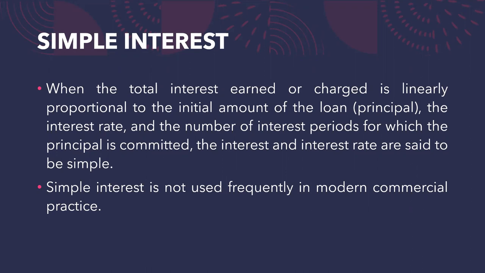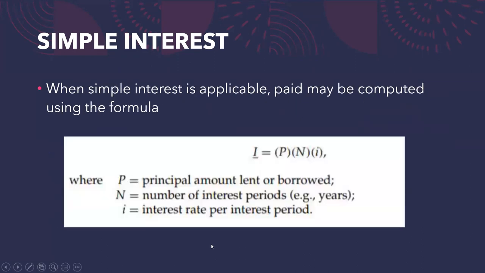Okay, moving forward to the next slide. To calculate the simple interest, we can use this formula. The interest equals P into N into I, where P is the principal amount lent or borrowed, or whatever the loan amount that you have gained, multiplied by N, that is the number of interest periods, so the number of years that you have promised to pay it back. And I is representing the interest rate per interest period. That means interest rate per year or maybe per month or whatever is the interest period.